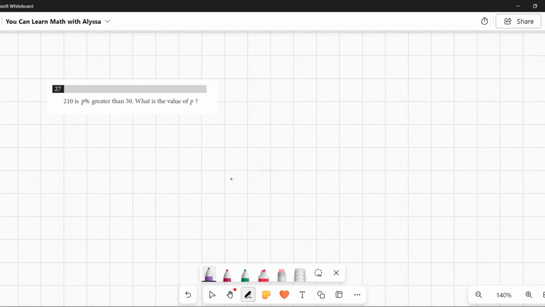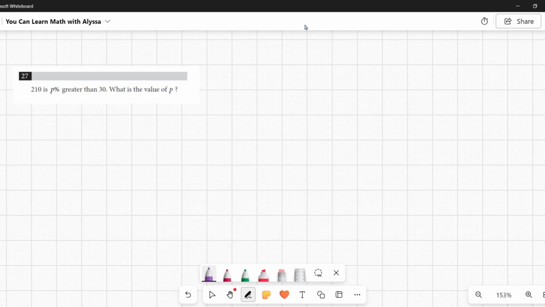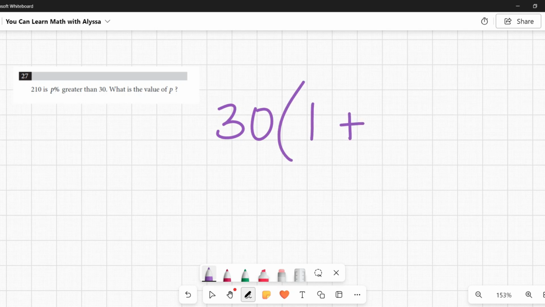All right, number 27, home stretch from the last one. 210% is p% greater than 30. What is the value of p? If you're doing this in equation form, we'd say that 30 is being multiplied by 1 plus the percent increase.